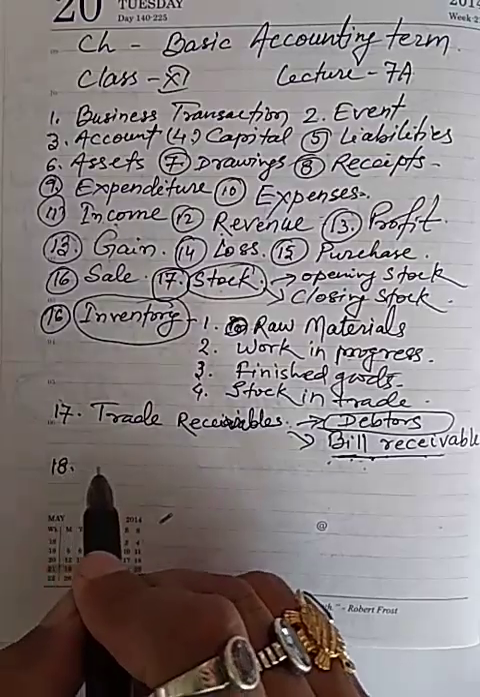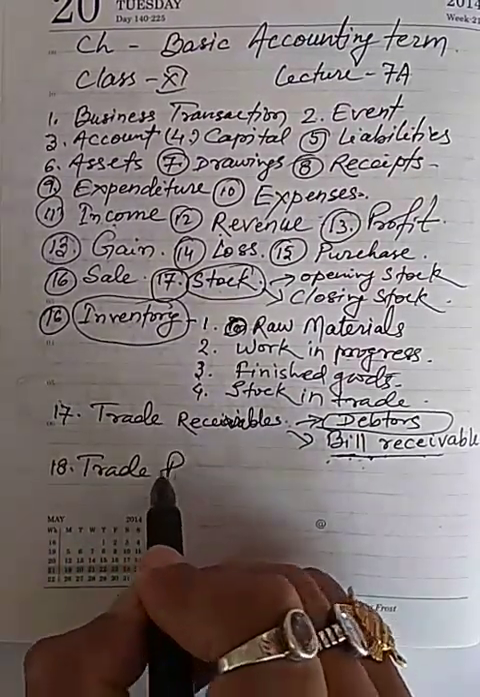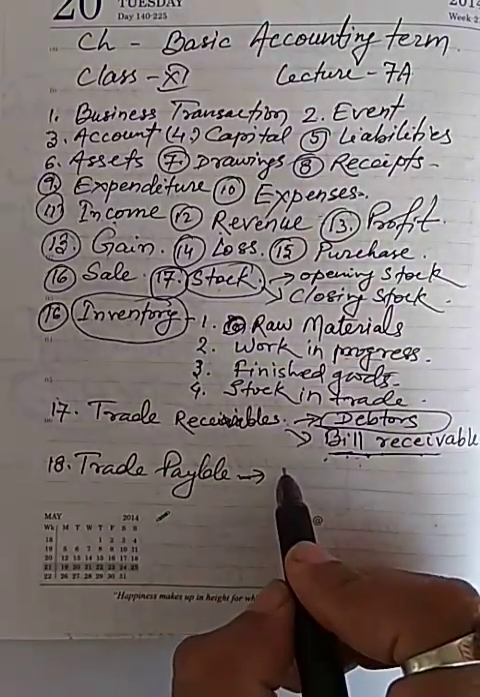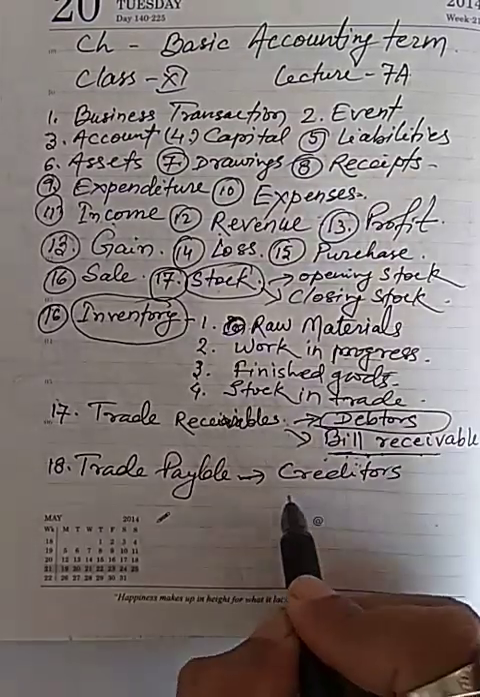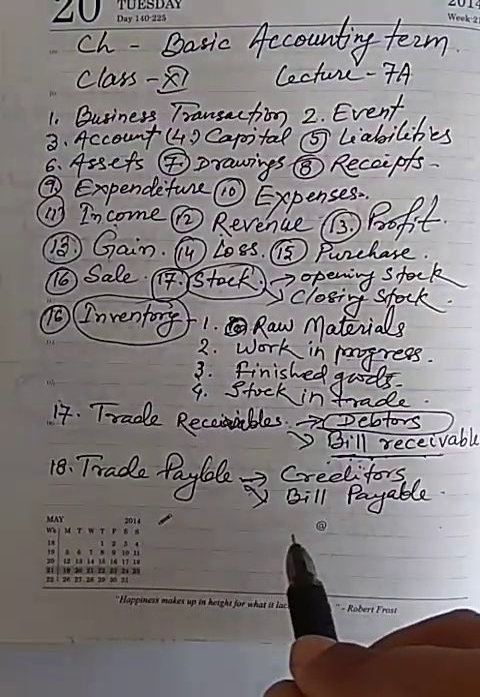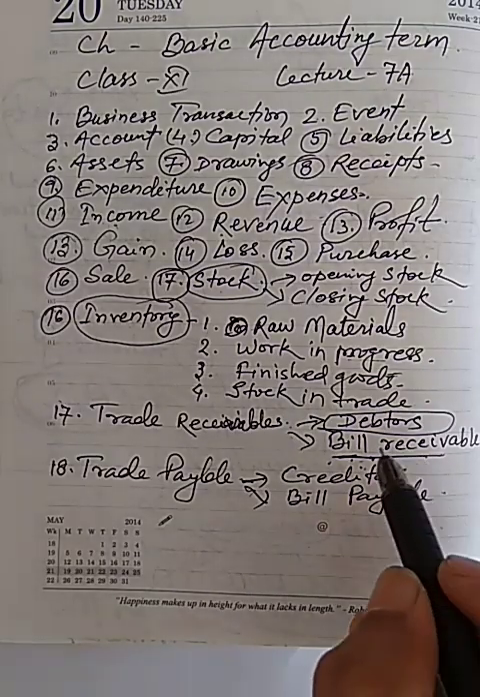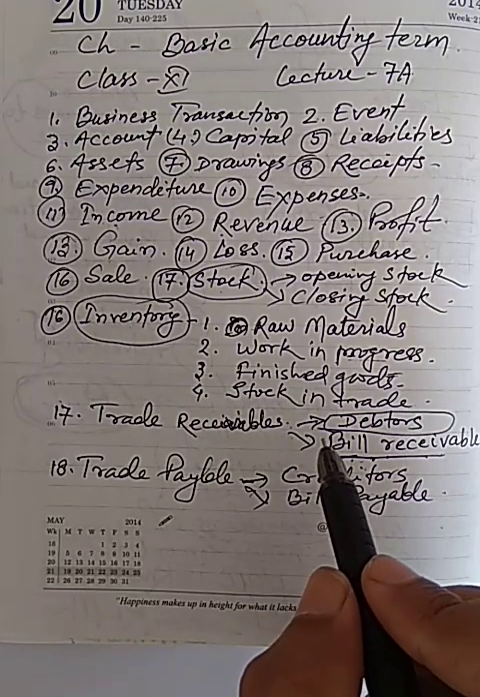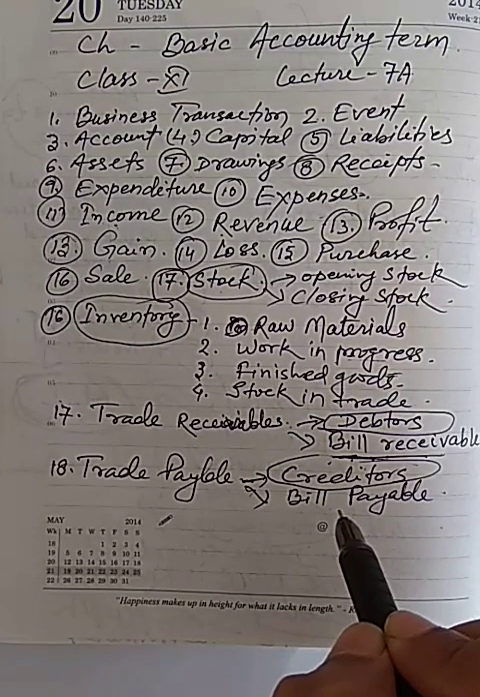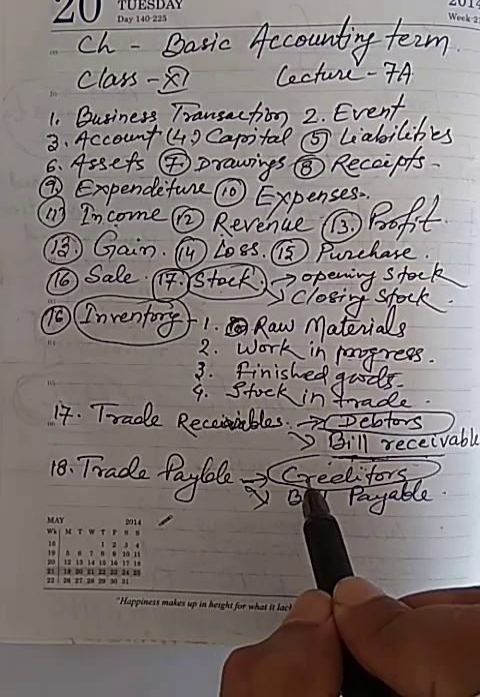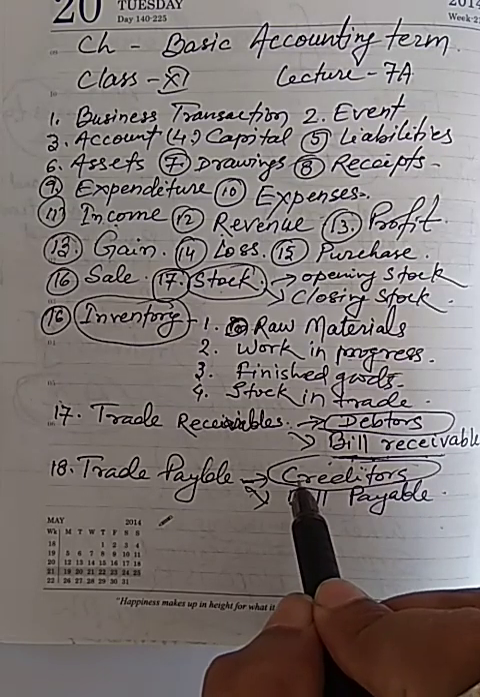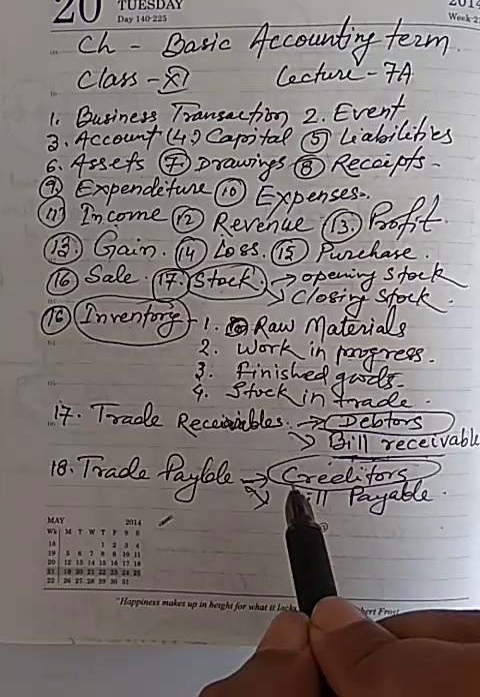Now, next point is trade payable. It also includes two things: creditors and bill payable. Creditors is just opposite to debtor. The term creditor represent those person or firm from whom goods have been purchased or service procured on credit and payment has not been made to them.